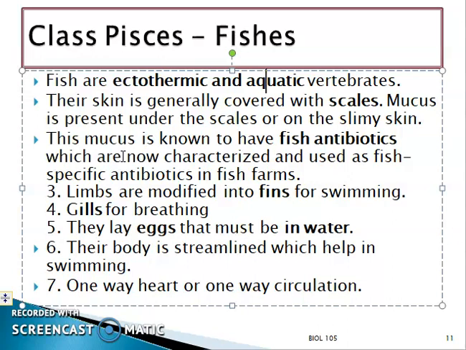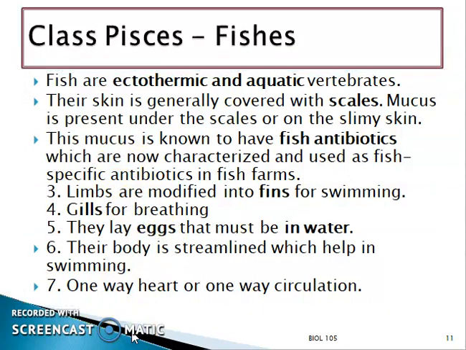Their body is streamlined, which helps them in swimming. The streamlined body helps them just like a flying aeroplane cuts the air, their streamlined body cuts the water. They do have one-way heart or one-way circulation. One-way circulation means that blood passes from the heart to the body, from the body it comes back to the gills and then to the heart.